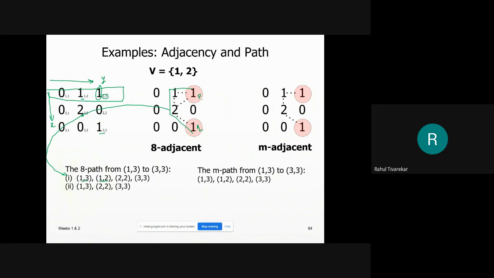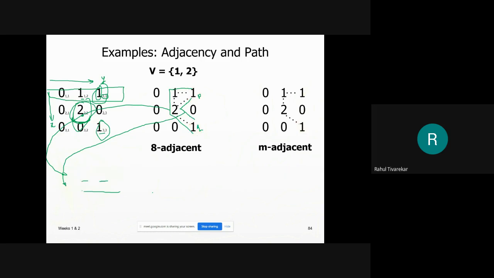The other path, as I said, is from here to here. So that is 1 3. So it takes care of 3 pixels: pixel at 1 3, pixel at 2 2, and pixel at 3 3. Okay. 1 3, 2 2, and 3 3. So this is other path. So this path has been written here. These are the two paths which we have in 8 adjacency.